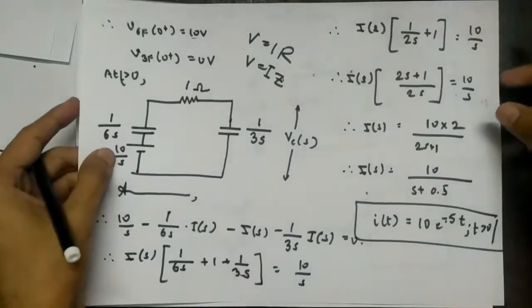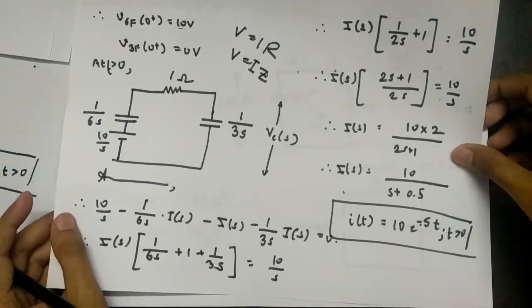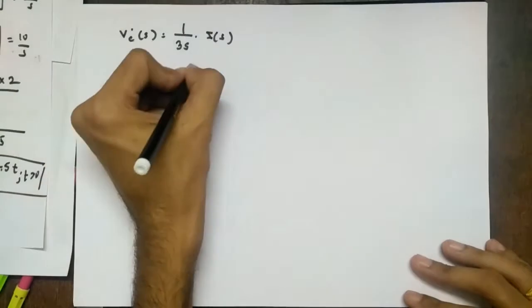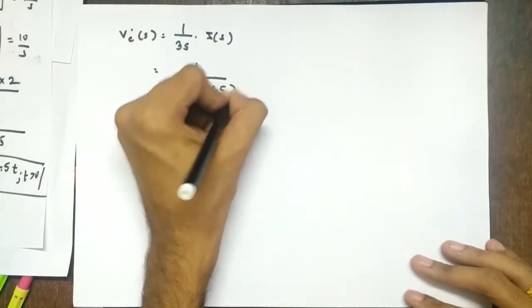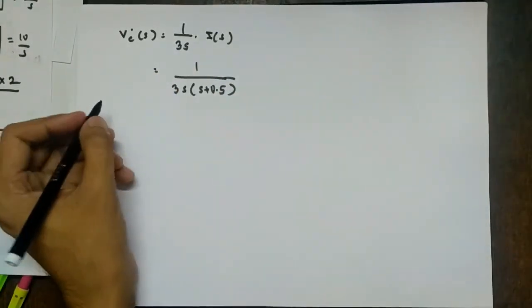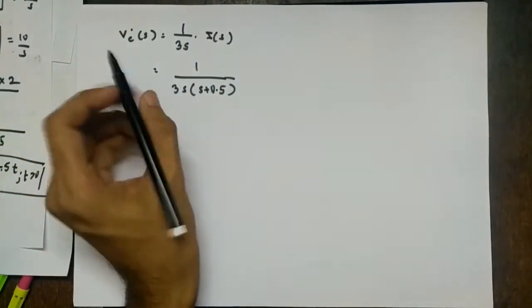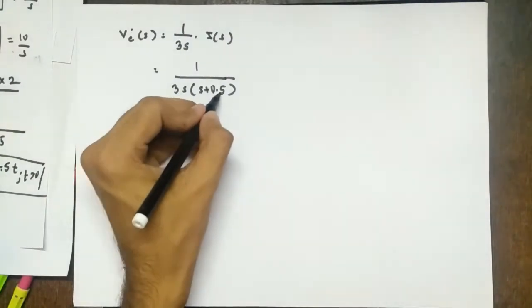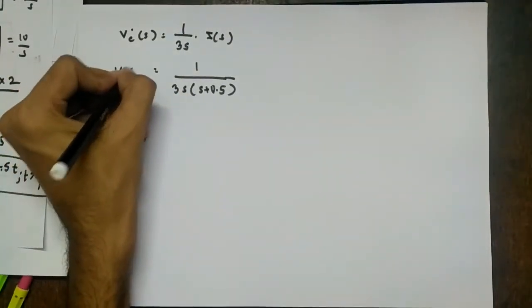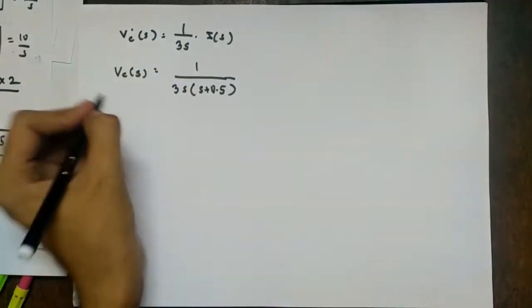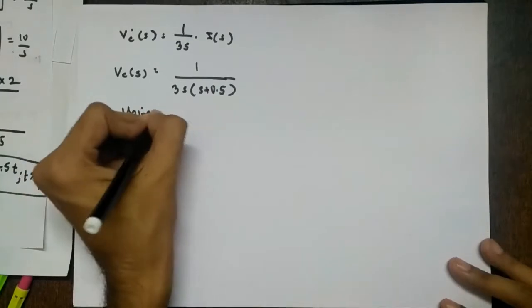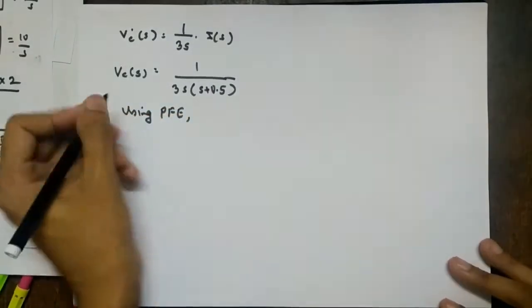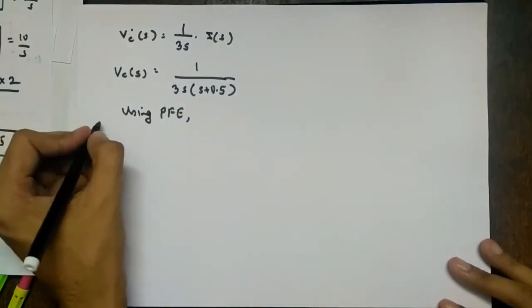So what was our I of s? It was 10 upon s plus 0.5. So equal to 10 upon 3s times s plus 0.5. Right? So what will you get? 1 by 3 is constant, so don't worry about that. So this will be s square plus 0.5s. So if you observe in all the properties and definitions, we don't have this form. So what we have to do, we'll have to use partial fraction expansion. So we'll write using partial fraction expansion. So what will this become?